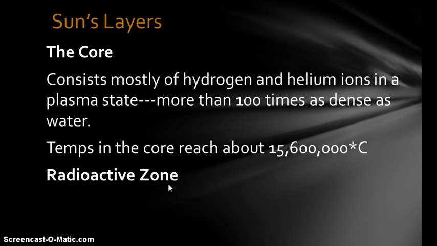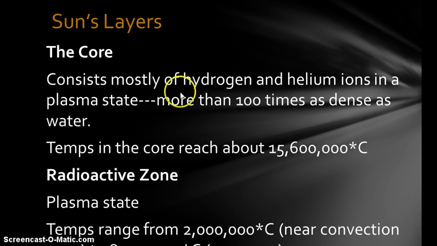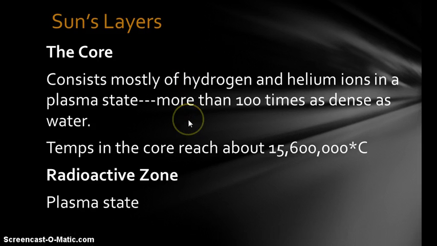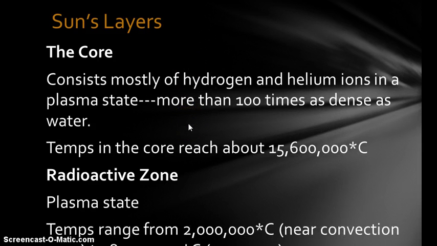Outside of that area, we get into the radiative zone. With the radiative zone, again, it's a plasma state, kind of a transition place as we move out of the core and work towards our convection zone. Temperatures range from around 8 million degrees near the core, and as we move further out, around 2 million degrees as we get closer to the convection zone.